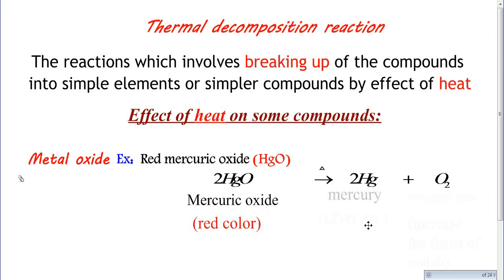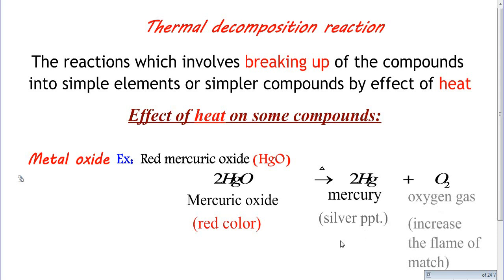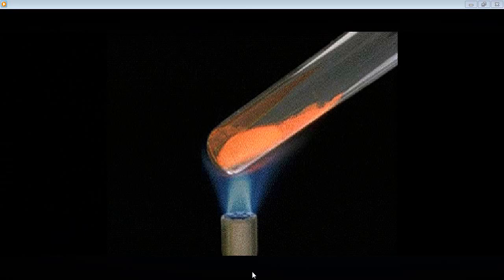Mercury has silver color or silver precipitate, and oxygen gas increases the flame of a match. And this is one way to test for the presence of oxygen gas in this reaction. Now let's show the video of this chemical reaction.